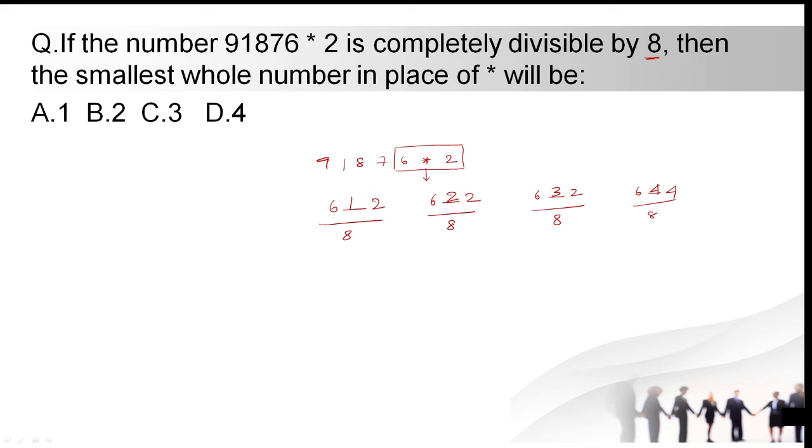So 18, 6 and 12. Check whether this can be divided by 8 or not. 632, in the sense 7 8s are 56 and the remaining is 72. 9 8s are 72. Yes, this number is exactly divisible by 8, which means our option is only this. Okay, we'll check the remaining also.